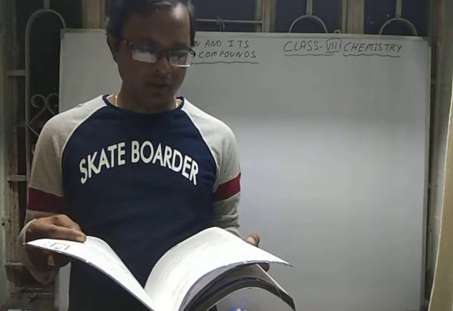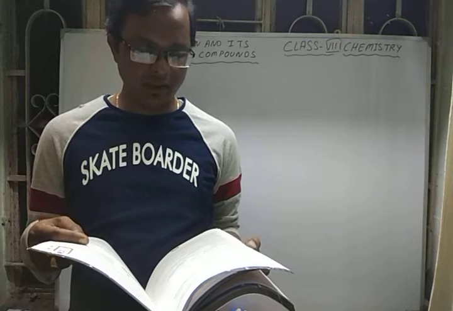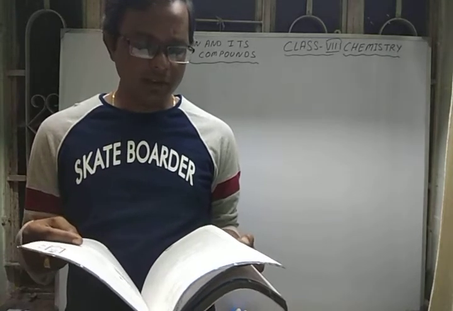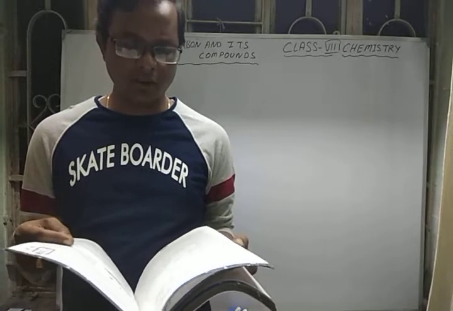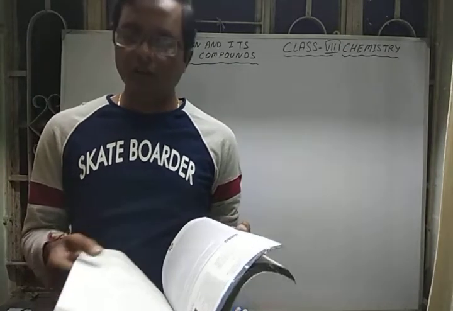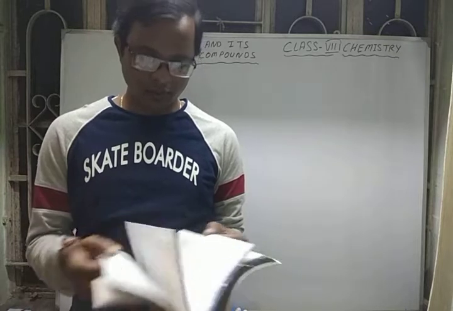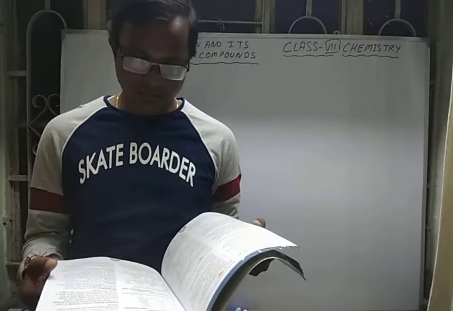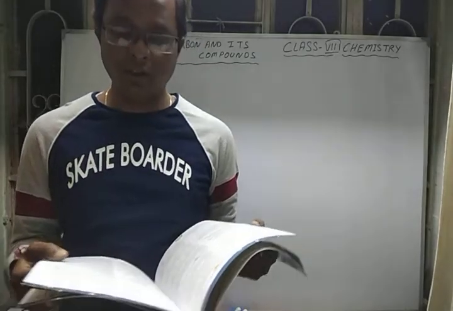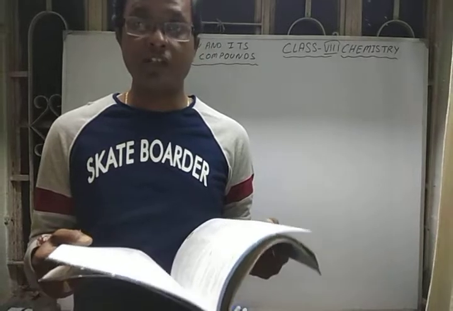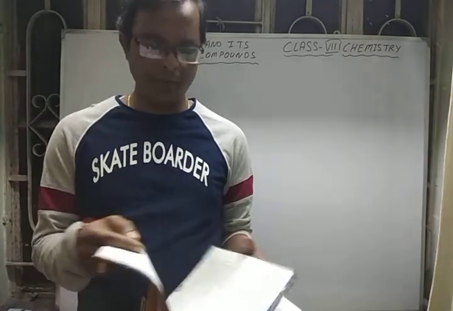Carbon dioxide is bubbled through lime water for a long time. For a limited supply of carbon dioxide in lime water, it gives a milky white color, that is calcium carbonate, which is insoluble. But when you pass excess carbon dioxide through lime water, it will give calcium bicarbonate.